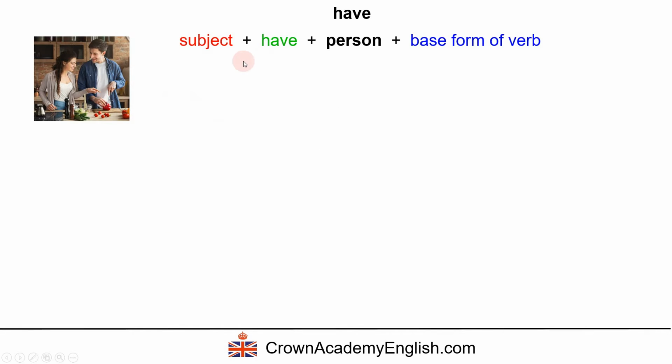So this is the form. Jane is having Mark cook dinner. We have the subject, the verb have, and then the person, the person that we are asking to do something for us. And then, very important, it is the base form of the verb. We do not conjugate this. The form of this does not change. It is always the base form, cook. We're not saying Mark cooks dinner. No, it's Mark cook dinner.